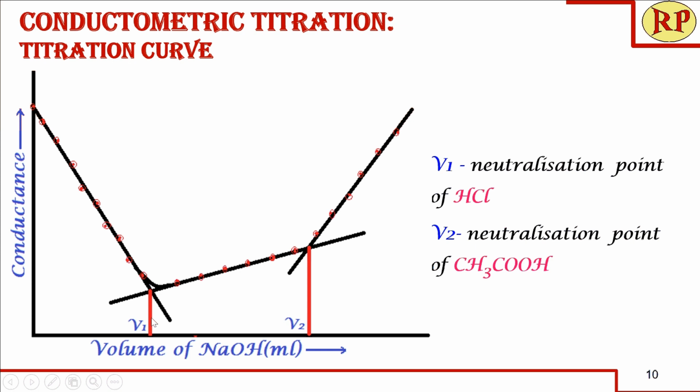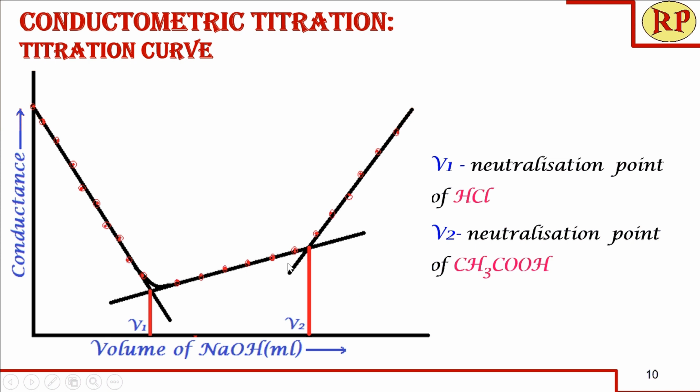The first intersection point is the volume of NaOH required for the complete neutralization of the strong acid, that is HCl in this case, and this is V2. The second intersection point represents the volume of NaOH required to completely neutralize acetic acid. This is how we identify the neutralization points of HCl and acetic acid.